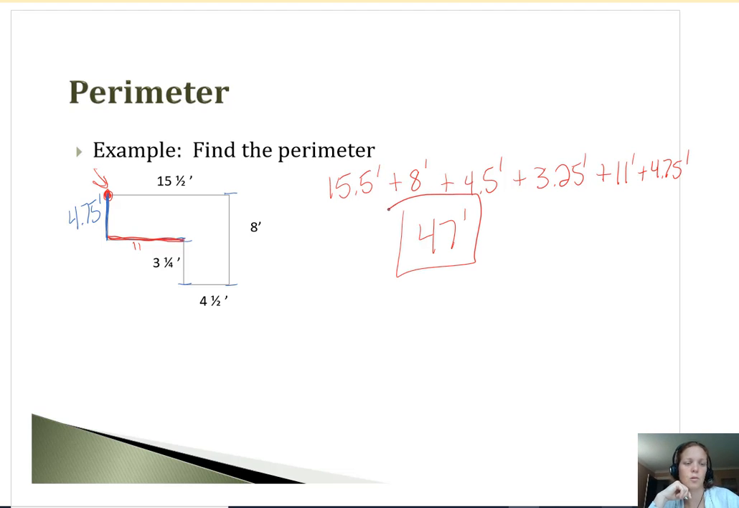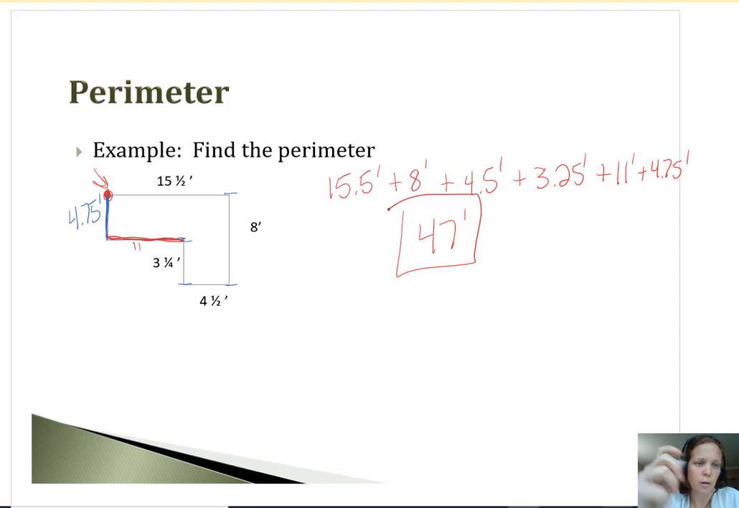So this could be like, let's say it's a room and we're putting baseboard in, and we have to figure out how much baseboard I need. So I have to get the perimeter of the room. I would need 47 feet of the baseboard.